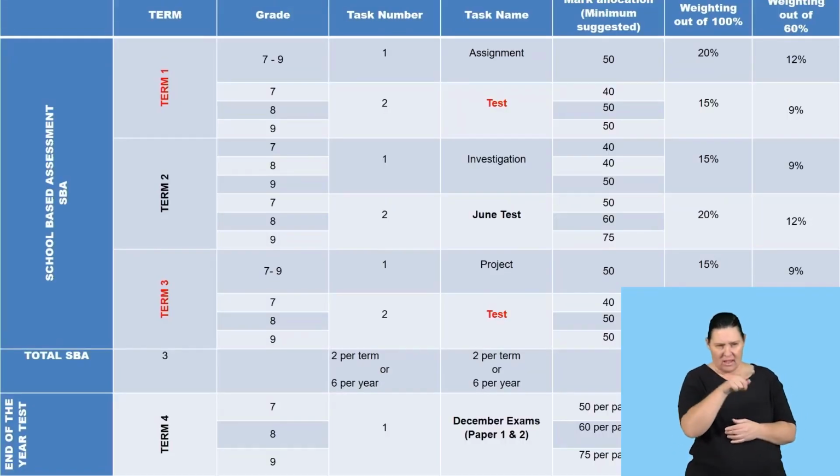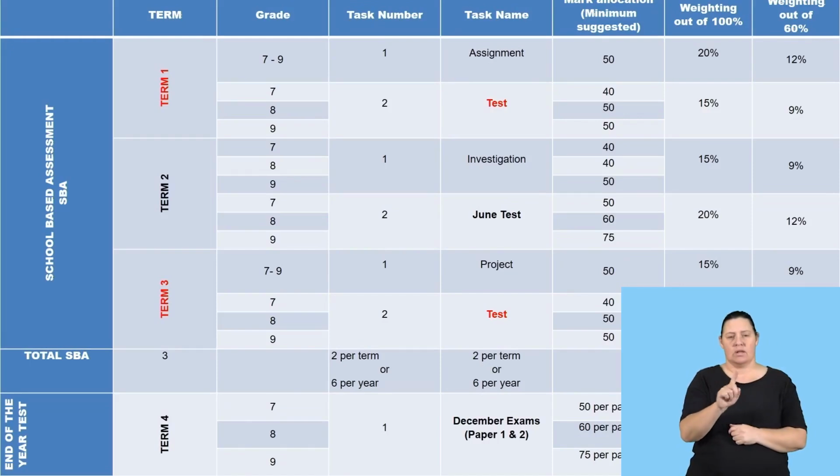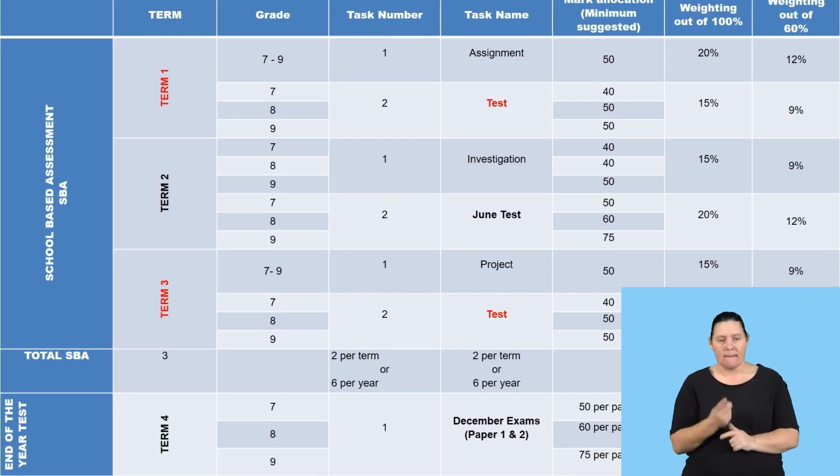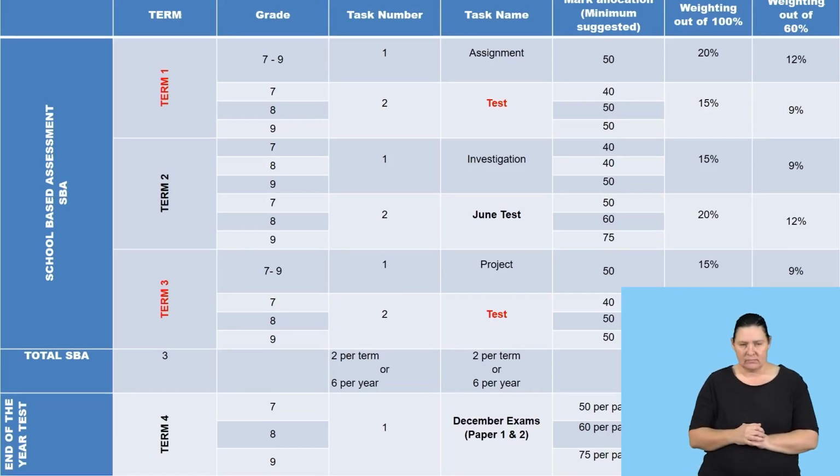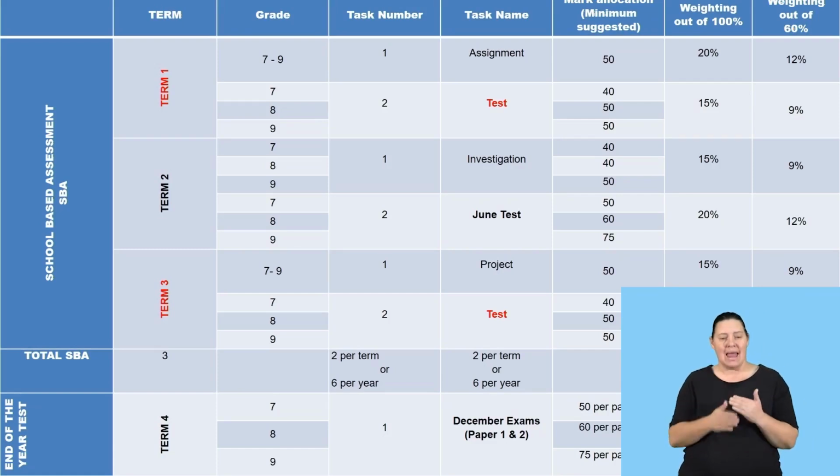I've highlighted term 1 and term 3, the test. There it says for term 1 and term 3, it will only be the work for the term. You cannot assess any other work. But for the June test, colleagues, you will cover term 1 and also term 2. Now coming to the end of the year examination, you are going to cover the work from term 1 up to term 4.